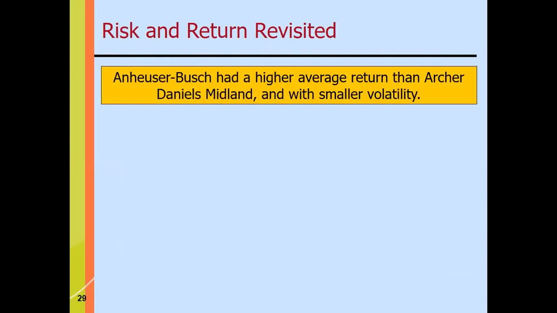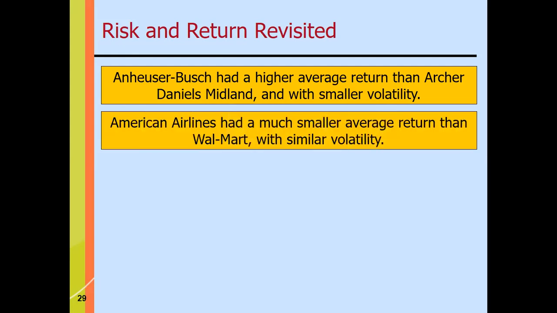As we can see, there is a summary here. Anheuser-Busch had a higher average return than Archer Daniels Midland and with smaller volatility. So sometimes it does not follow, and that's why we said it is a general rule, because remember, average return is directly proportional to our volatility. On the other hand, American Airlines had a much smaller average return than Walmart with similar volatility, so supposedly it should have been equal. That's why we said that as a general rule it would follow, but not for all.